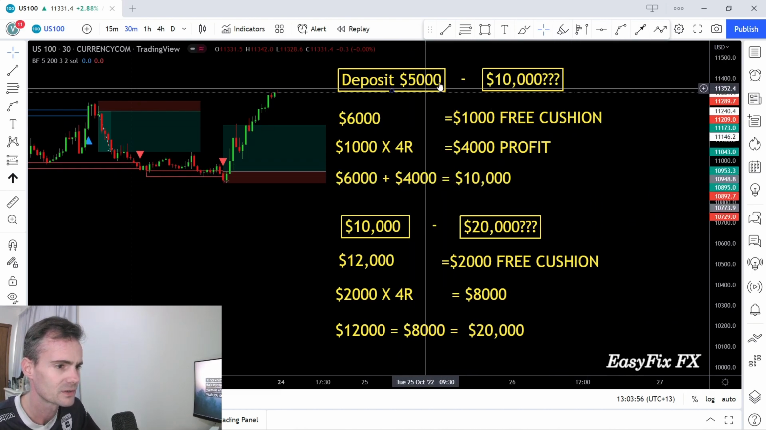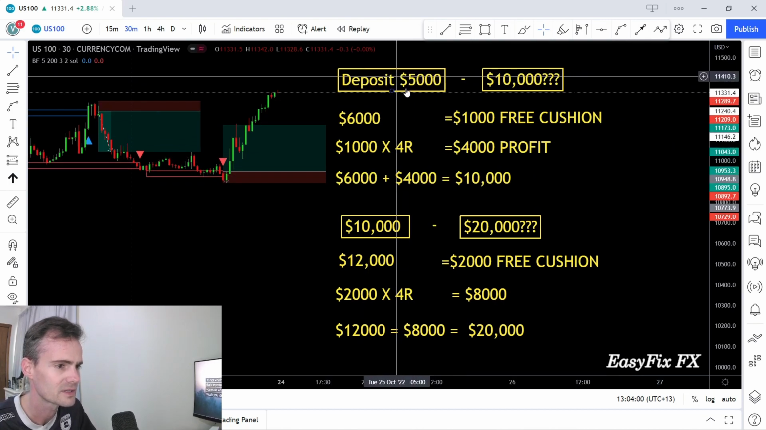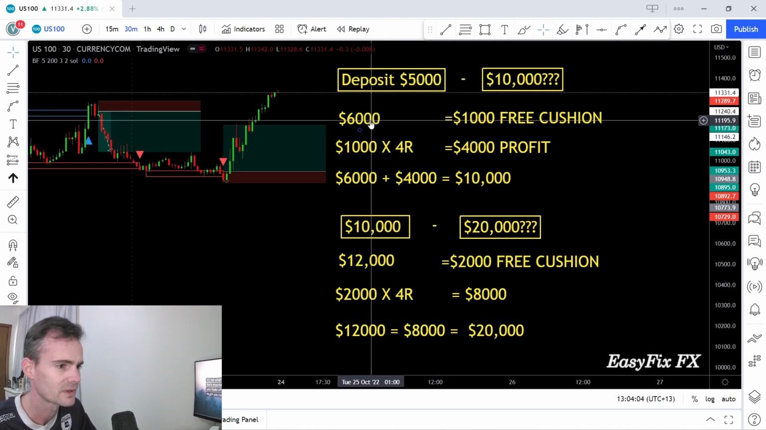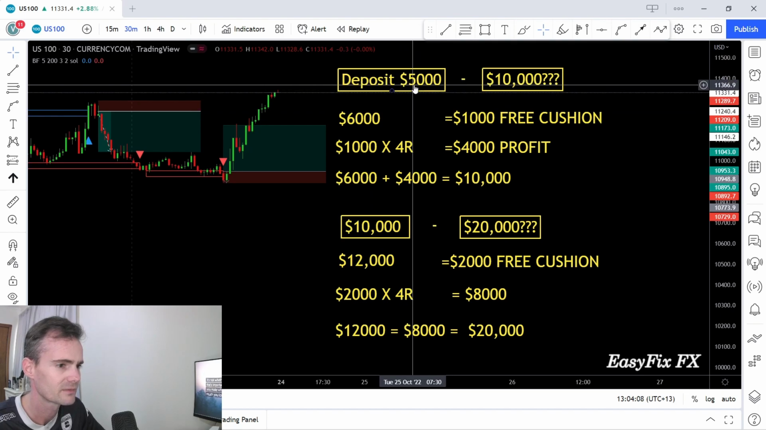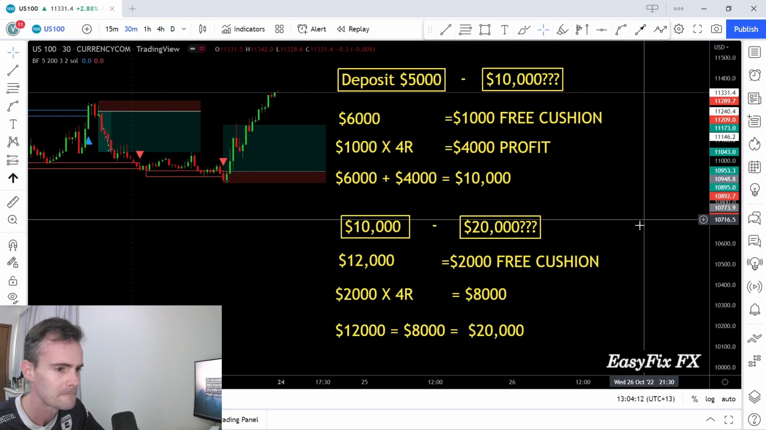So you've doubled your $5,000 to $10,000, but you haven't risked anything. You haven't risked your deposit at all, because you grew the account first from $5,000 to $6,000, and now you're only risking the free cushion.